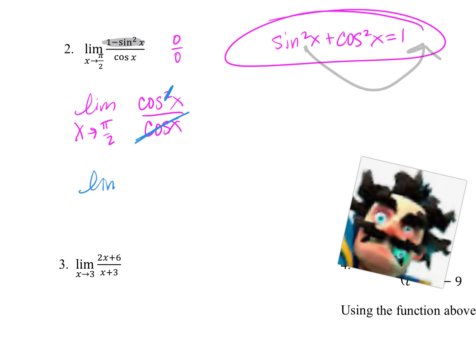And so I'm just left with the limit as x approaches pi over 2 of cosine of x. Then we can plug in that x. What is the cosine up there? 0. You can have a limit be 0. We cannot have a limit be 0 over 0. But this is just 0 over 1. And that's our final answer.